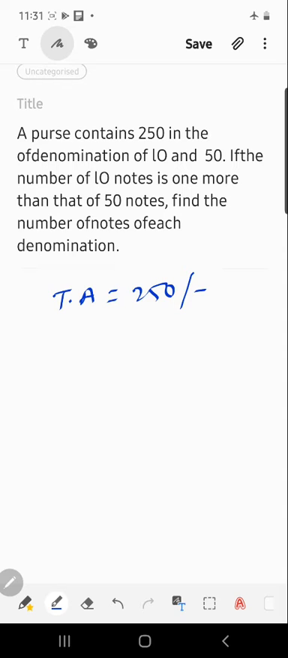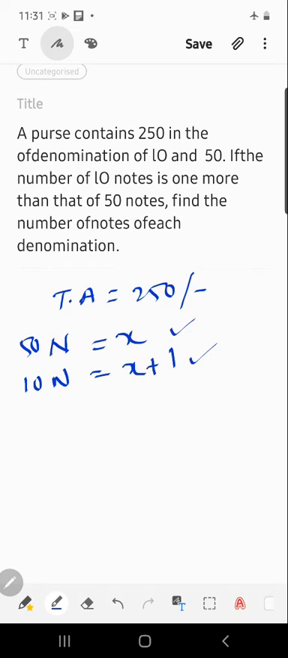So here I am taking the number of 50 rupees notes as x. Then what is the number of 10 rupees notes? It becomes 1 more than 50 rupees notes, that means x plus 1. For example, if 50 rupees notes are 10, then 10 rupees notes are 11. So the number of 50 rupees notes is x, and the number of 10 rupees notes is x plus 1. Finally we got the variables.